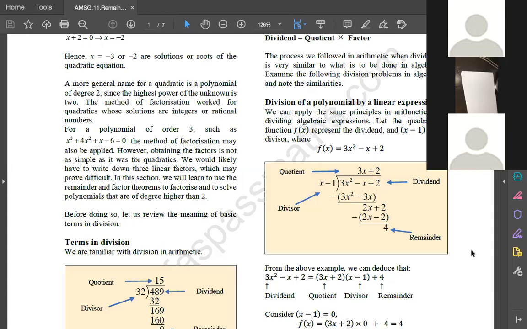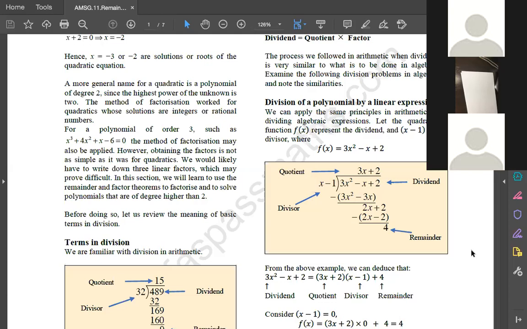So in this section, we will learn to use the remainder and the factor theorems to factorize and to solve polynomials that are of degree higher than 2. Because when the degree is 2, we are using factorization. So obviously, the reason why we are employing remainder theorem and factor theorem is for degrees or orders that are above 2.